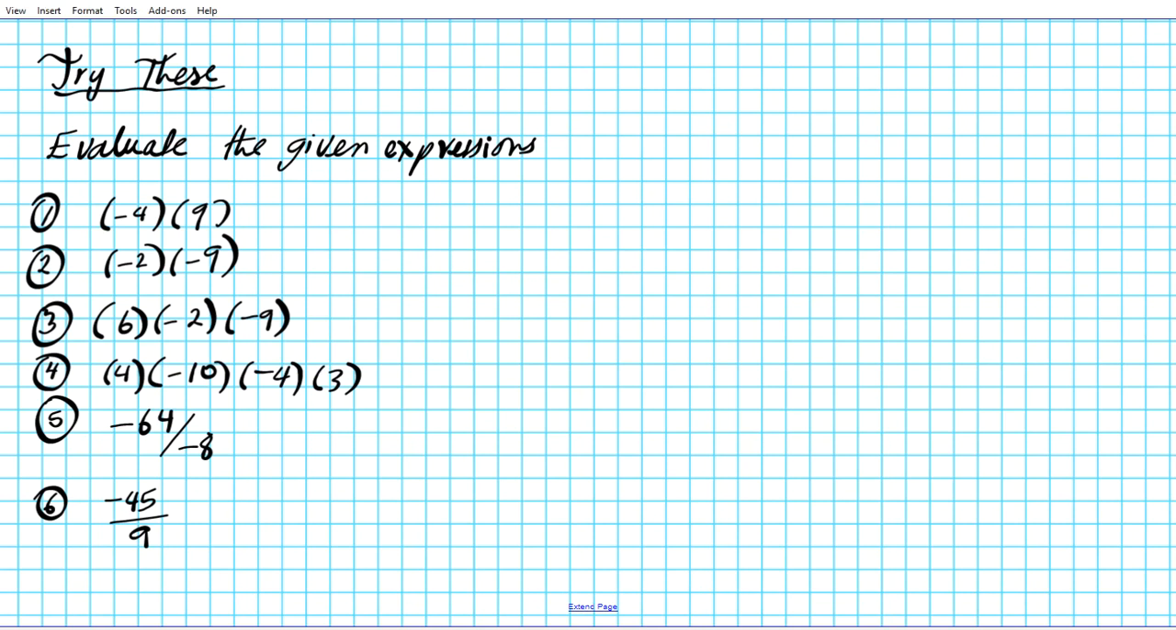Alright, hopefully you had a chance to try out these problems. Let's go ahead and take a look at the answers. So number 1 is -36. Number 2 is 18. Number 3 is 108. Number 4 is 480. Number 5 is +8. And number 6 is -5.